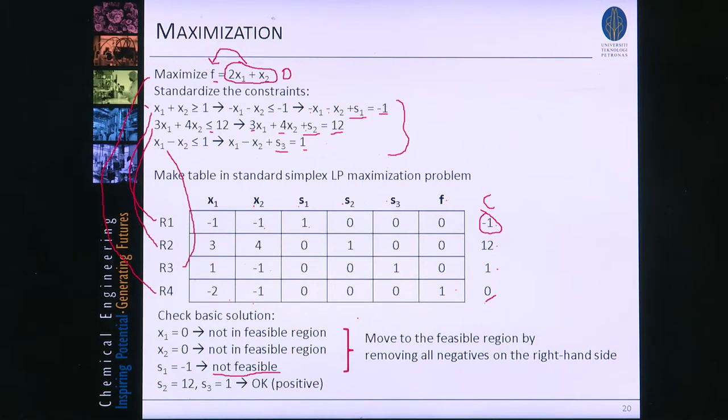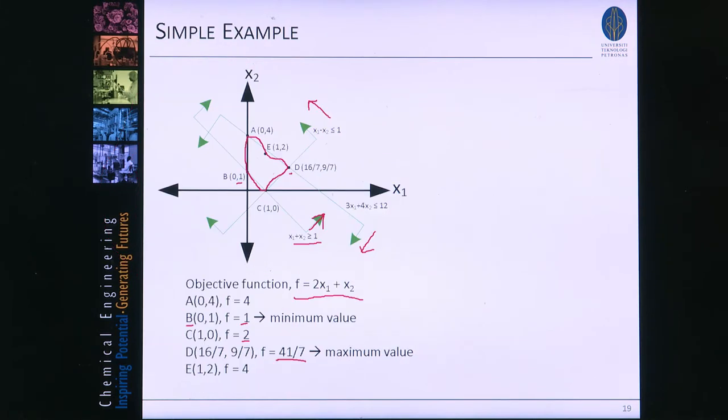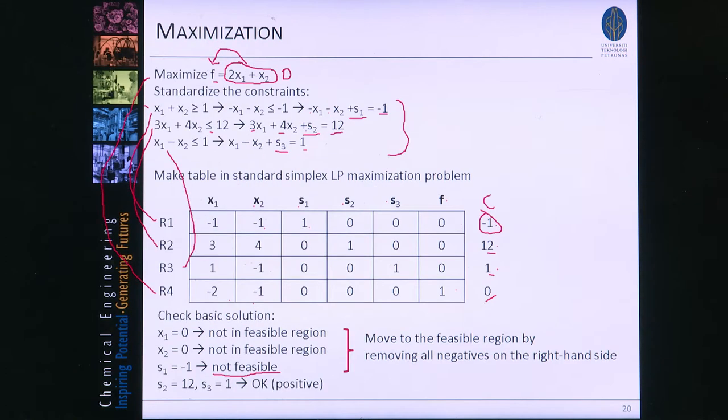While S2 and S3 are all positive, which is feasible. And you could also see that X1 and X2, which are the non-basic variables, appear in all of the equations, so we can consider them as equal to 0. If we go back here, if X1 and X2 equal 0, this is the point.